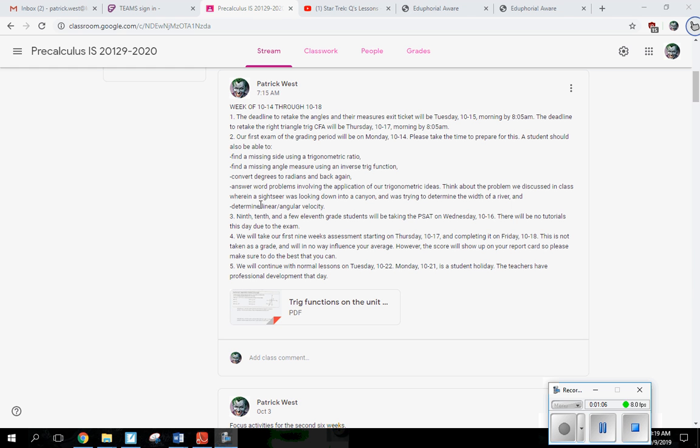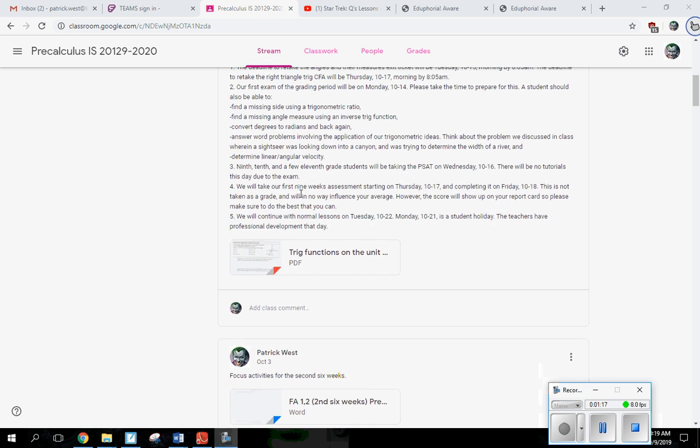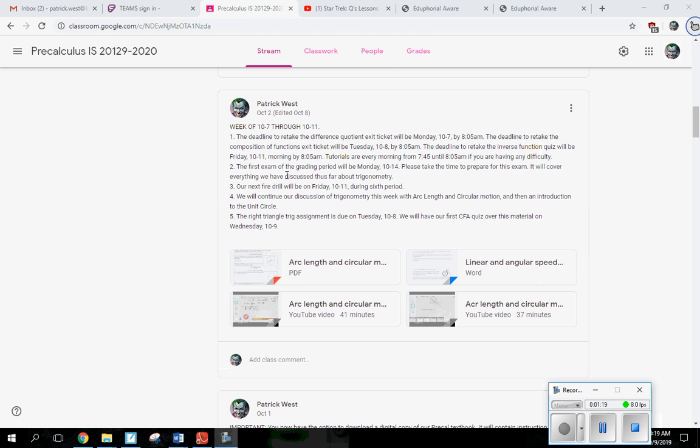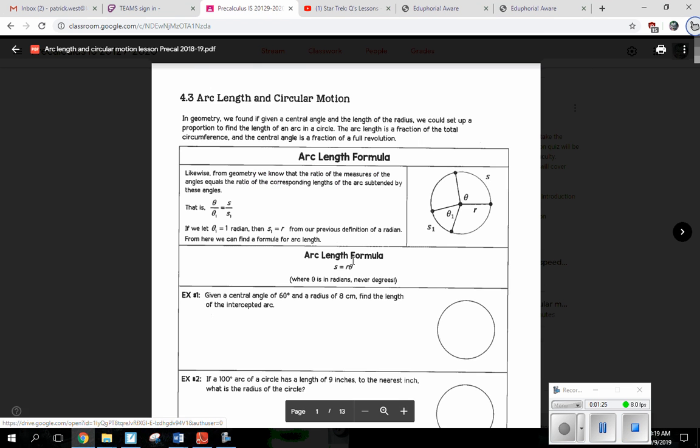Now, tomorrow you're getting your last focus activity. We're turning those in on Friday. Again, we're going to spend the entire period just looking at these types of problems. But if you haven't already done so, if you go to this current week, the 7th through the 11th, okay, click on the lesson that we're currently discussing, arc length and circular motion.